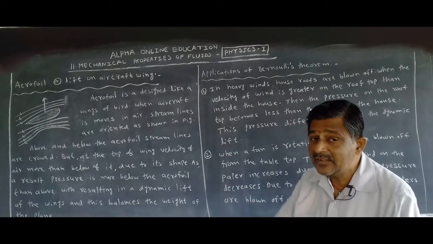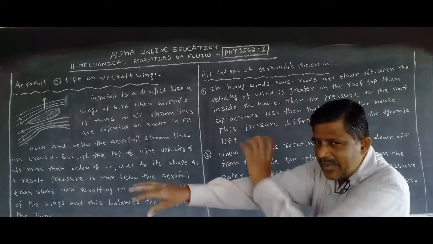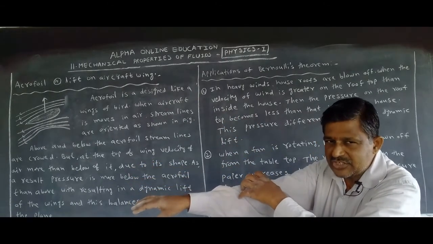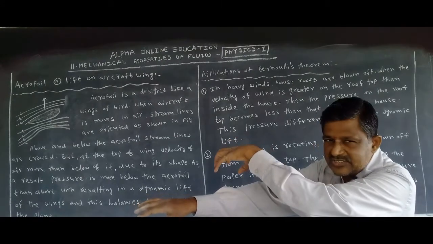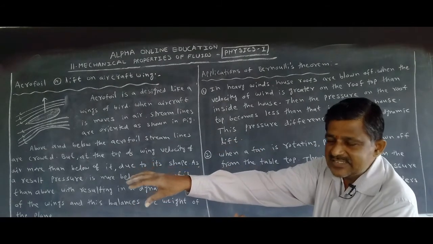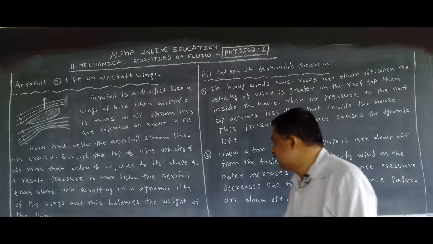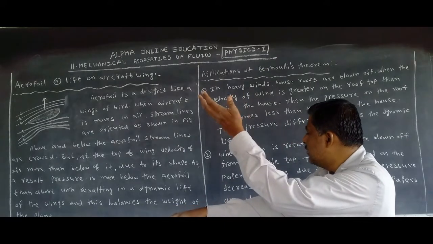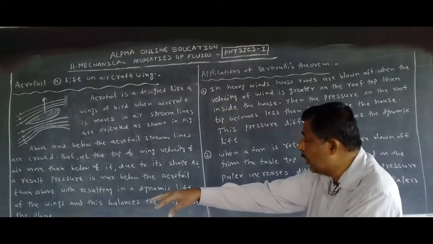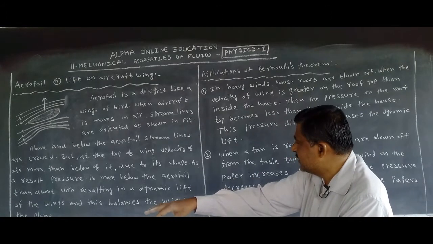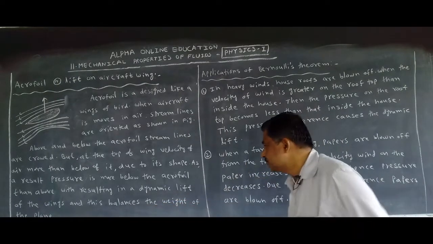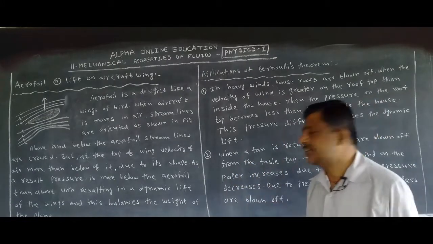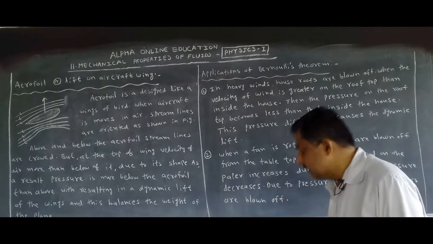Why does it happen? Here the area is more, and the backside area decreases. That's why, due to the shape of the wing or aerofoil, the velocity is more at the top and less below the wing. As a result, the pressure is more below the aircraft than above, resulting in the dynamic lift.